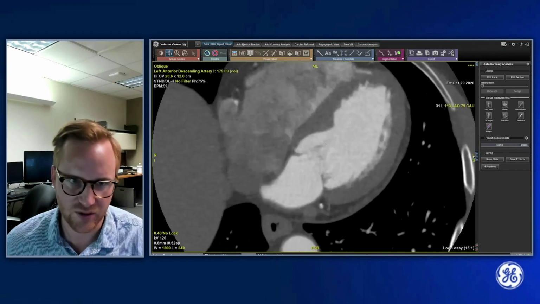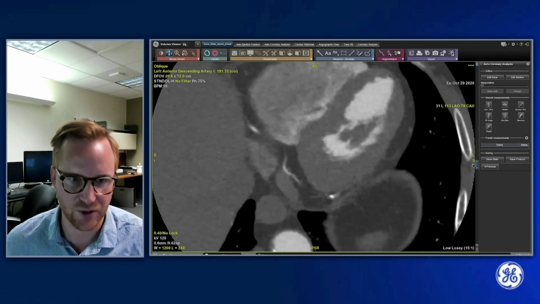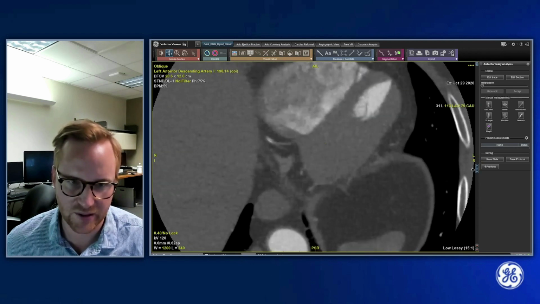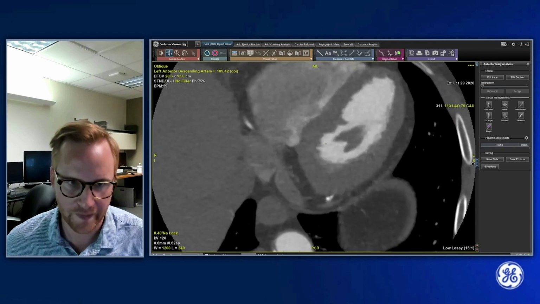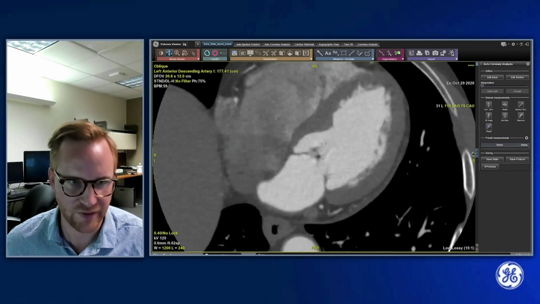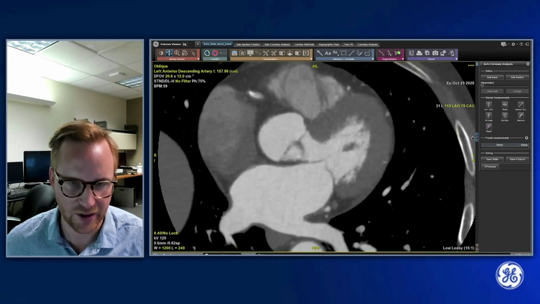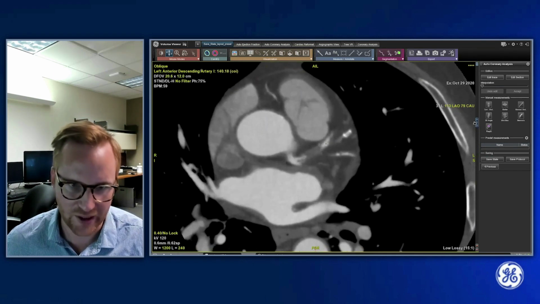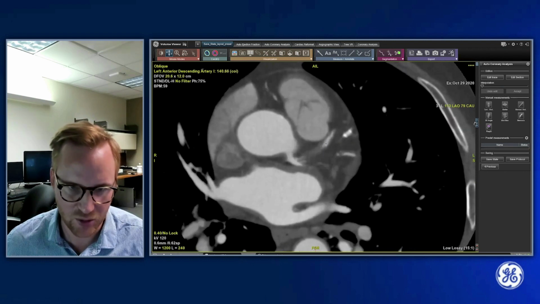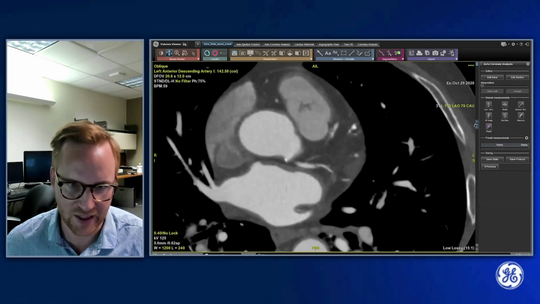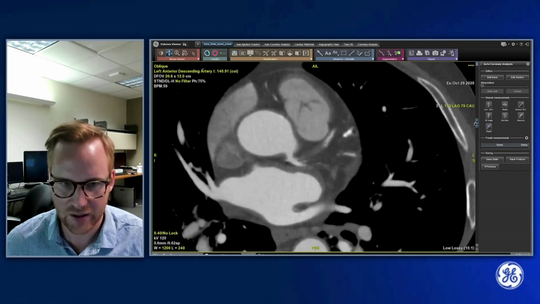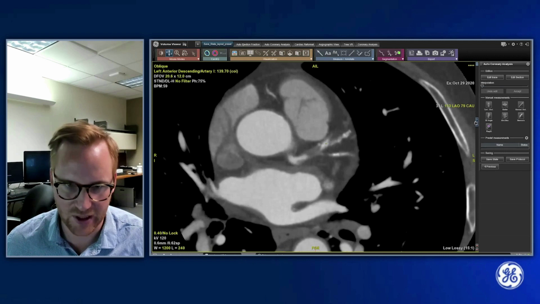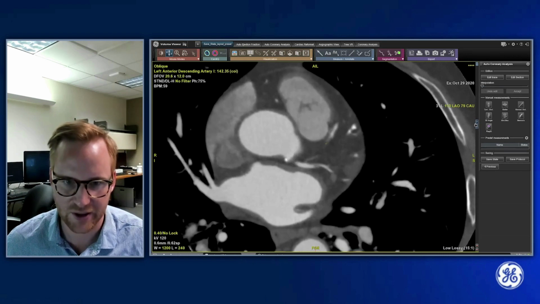The vessel courses normally in the posterior AV groove and provides a posterolateral as well as a posterior descending artery branch in a dominant fashion. There is no severe obstructive stenosis in the right coronary artery. Now focusing on the left coronary system, the left main has a normal origin. There's a focus of calcium in the mid-left main without significant stenosis. It bifurcates into a left anterior descending and a left circumflex artery.